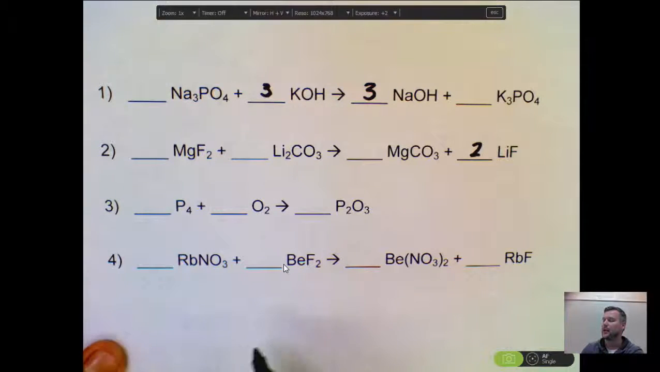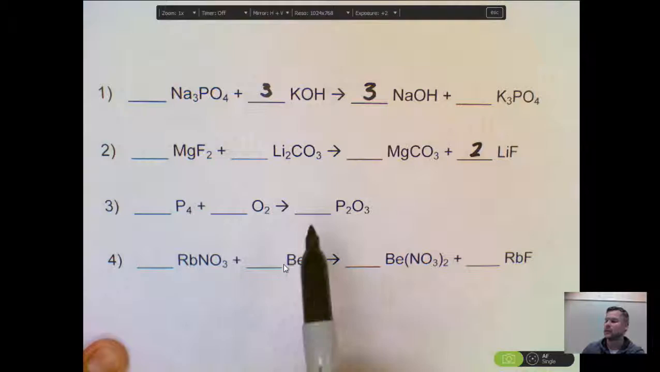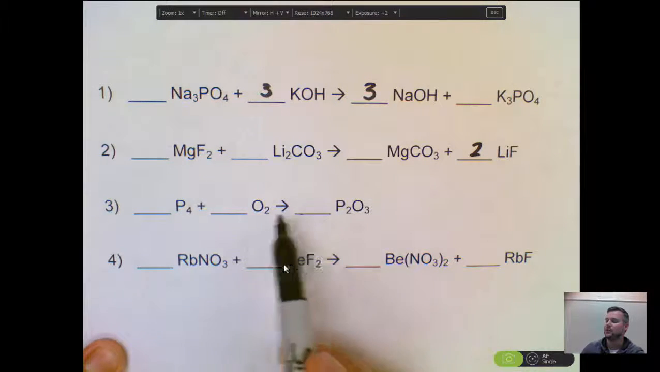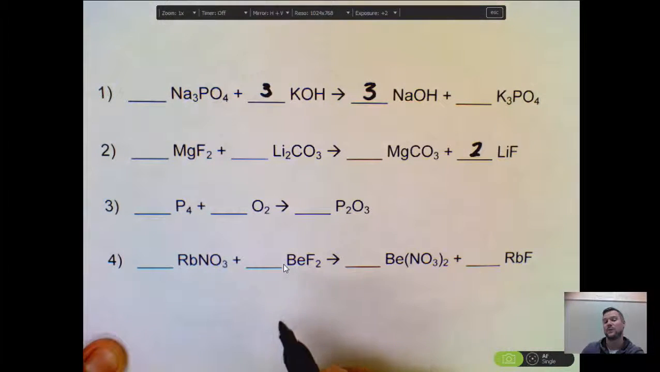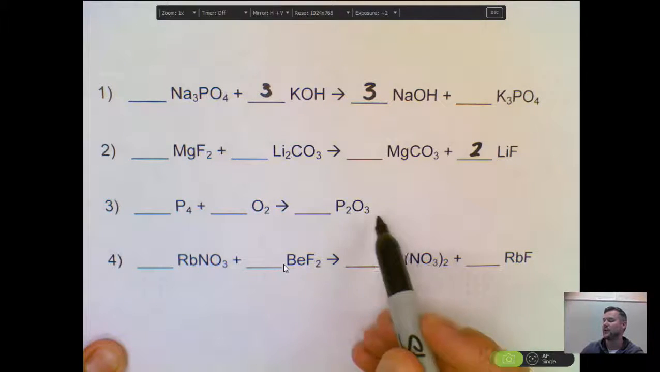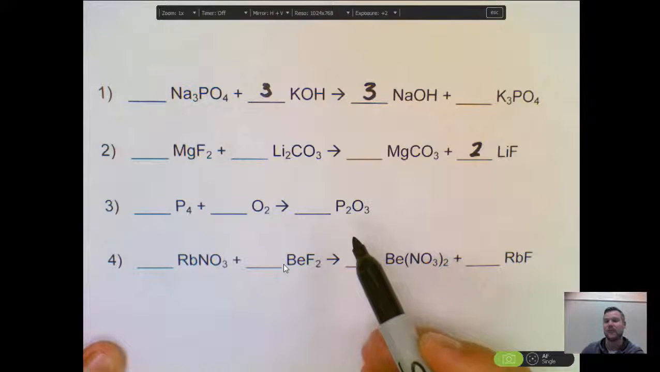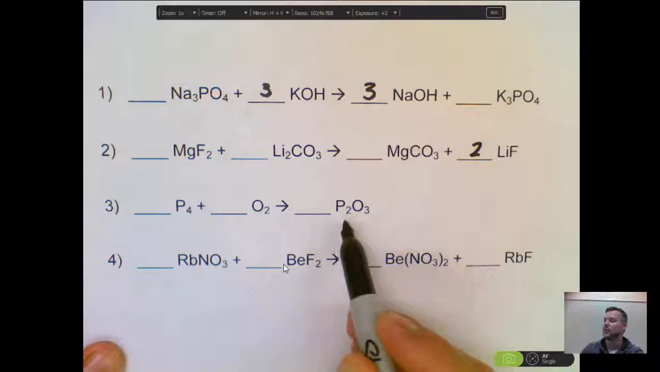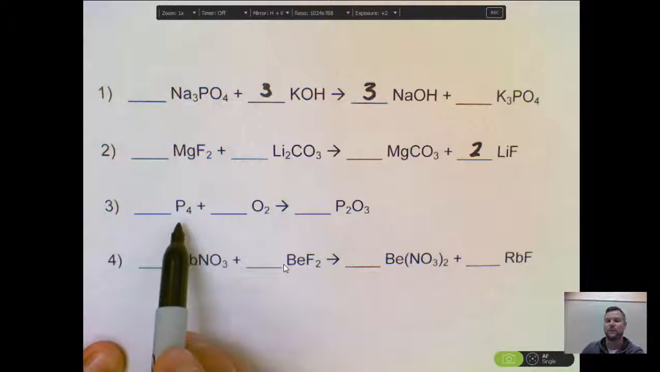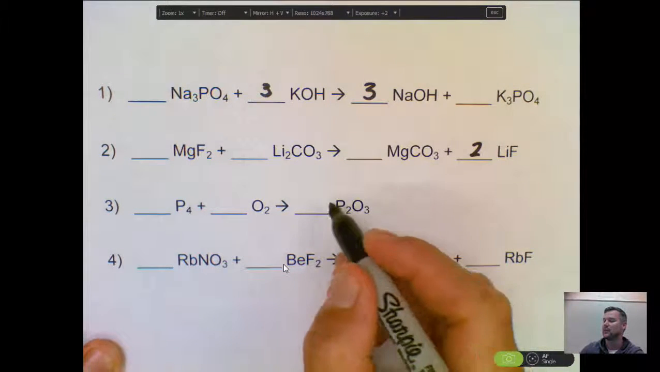Number 3, the most difficult looking substance would be the P2O3. Additionally, these 2 are elements, so I want to save those for last. Working left to right across this formula, that's the methodical concept. There are 2 phosphoruses. There's 4 over here, so I would need to multiply this by 2.